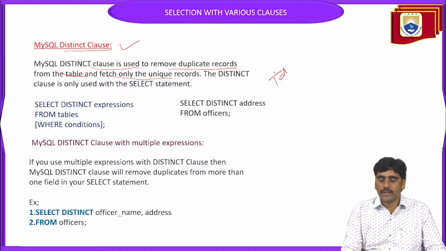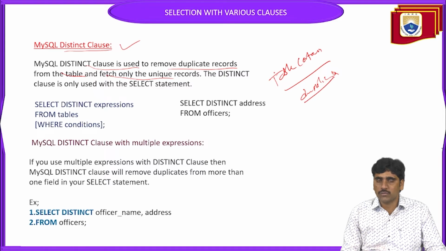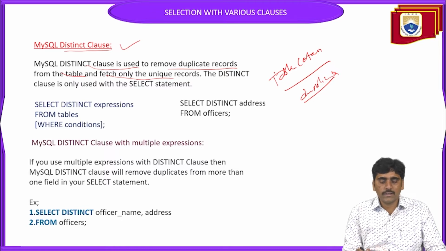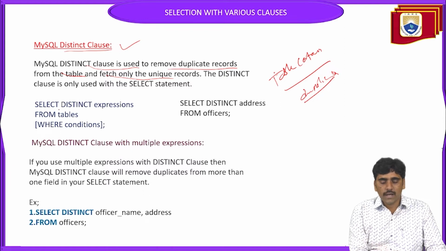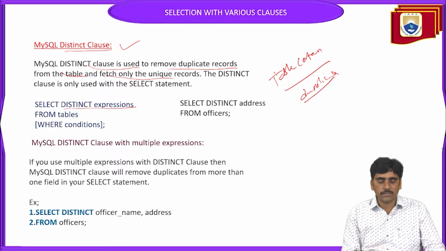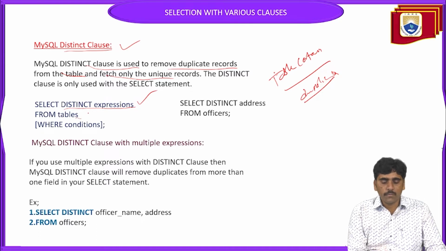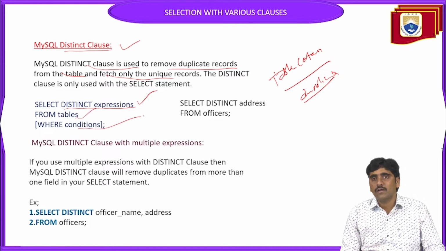If the table contains duplicate values, instead of displaying all the duplicate values, it displays only one unique value. For that, we can use the DISTINCT clause. So what is the syntax? SELECT DISTINCT expressions, where expressions are nothing but the attributes or column names, FROM tables WHERE conditions.